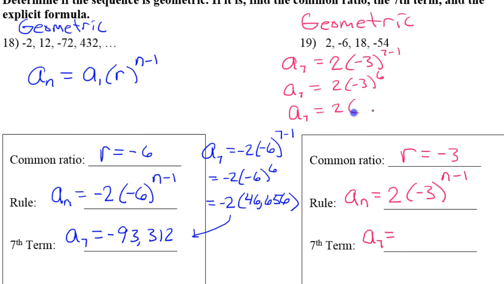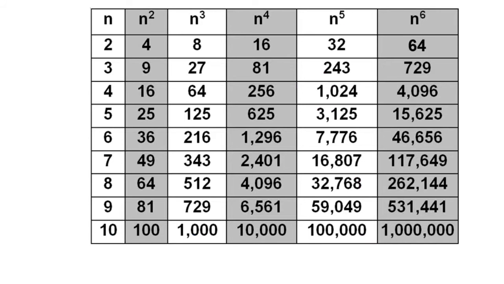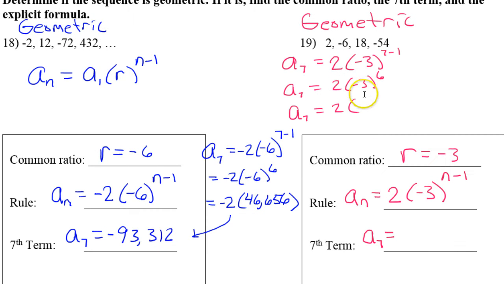All right, so that's 2 times something. Now I know it's going to be positive. If you take a negative number and raise it to an even power, it's going to turn positive. So what is negative 3 to the 6th power? Well, we're going to use this table. 3 to the 6th power is 729. So I'm going to have 2 times 729, and that is going to give me the answer.